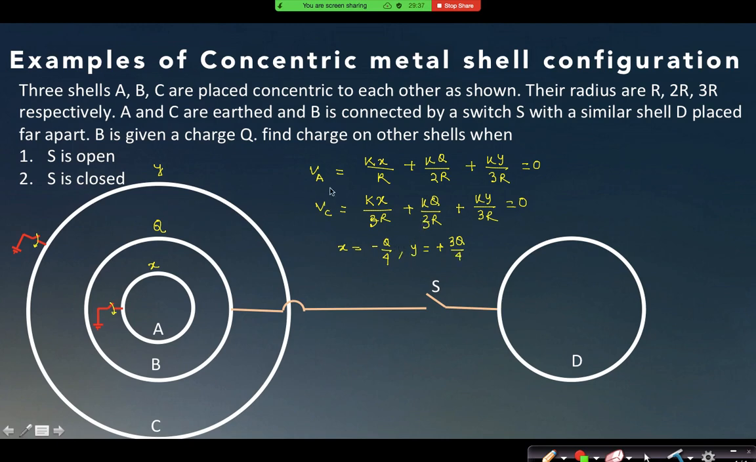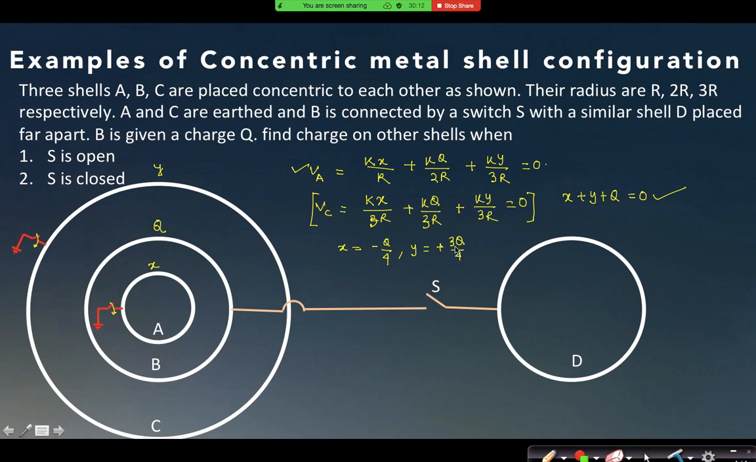Look, even if I only write this equation VA, I could solve this question. Instead of writing VC equal to 0, if you see what will be the charge on the outer surface of the shell C? 0. Will it be X plus Y plus Q? So that also is one equation that you can use with the first equation and you will find the same answer. Can you understand what I'm trying to say?